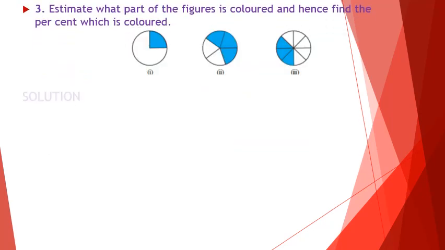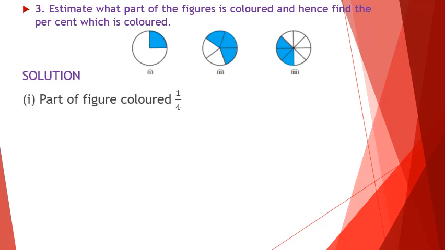Now we move to the third question. Estimate what part of the figure is colored and hence find the percent which is colored. So look at the first figure. We can see that the first figure is divided into 4 equal parts and out of that one is shaded. So the colored part is 1 upon 4.